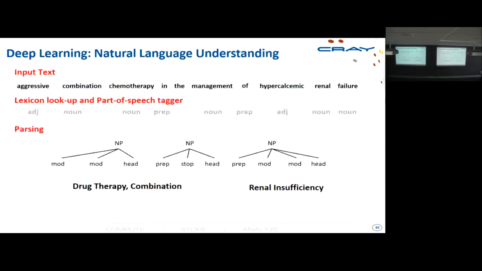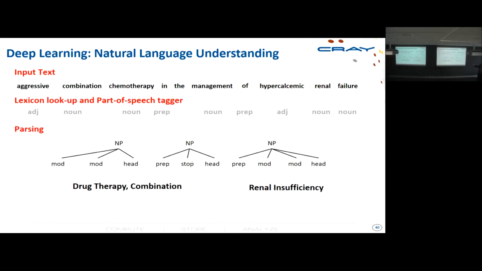So this is where deep learning comes in. We started thinking about automatically understanding text. This is where the DARPA Deep Dive project, which started a couple of years ago, comes in, where given a text sentence like "aggressive combination chemotherapy in the management of hypercalcemic renal failure," you ask what is what in that sentence. Which one's a noun, which one's a verb, which one's an adjective, which one's an adverb. So what we did there was train a model that becomes biomedical specific, that in addition to saying this is a noun, this is a verb, and this is something else, would start associating these noun phrases, these combinations of nouns and adjectives, into something that's much more organized from a biological ontology perspective.